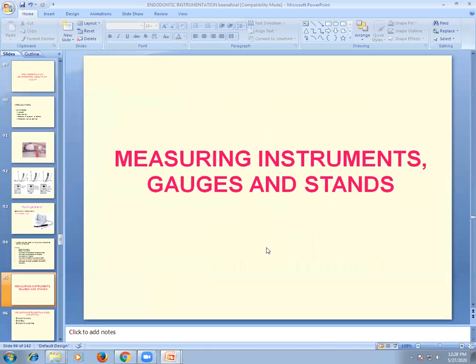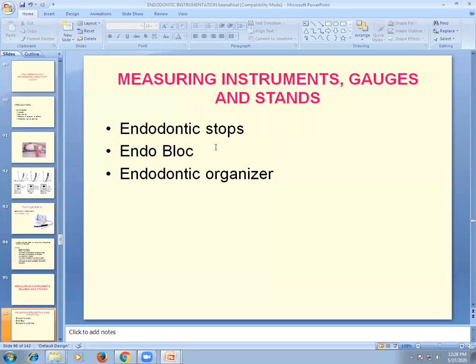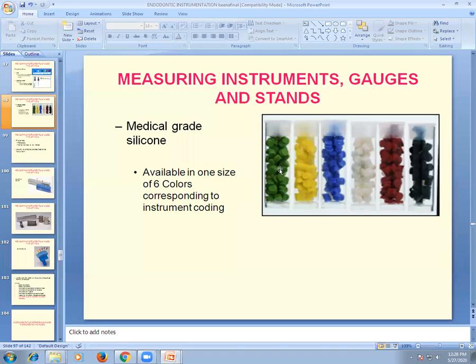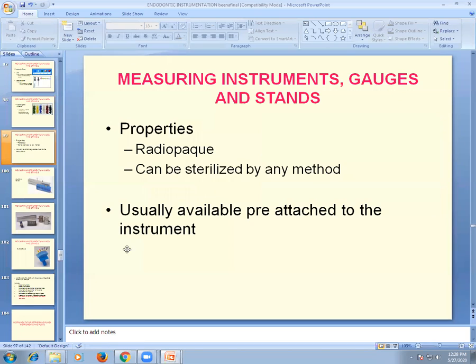Now coming to the measuring instruments, gauges and stands, these are the endodontic stops, endo block and endodontic organizer. These are the endodontic stops for measuring the length of the canal. Once you have identified it, you adjust the length of the file with the use of this stopper. These are silicone stoppers, also made of Teflon, available in 5 different color codings according to the sizes. You can see the thickness of the silicone stops. These are medical grade silicone, radiopaque, and can be sterilized by any method like autoclaving, and they're usually pre-attached to the instrument.